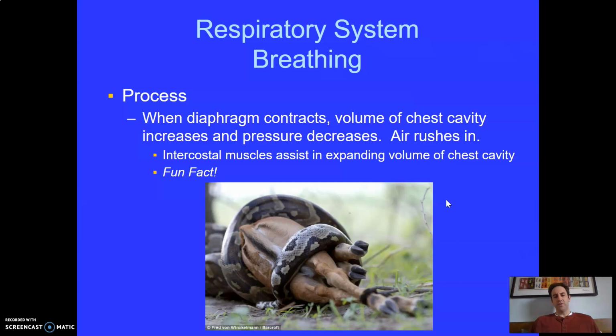The joke's on them, though. Oftentimes, once they kill a human, they have a hard time swallowing it because they go head first and they can't get past our shoulders. So take that, snake.